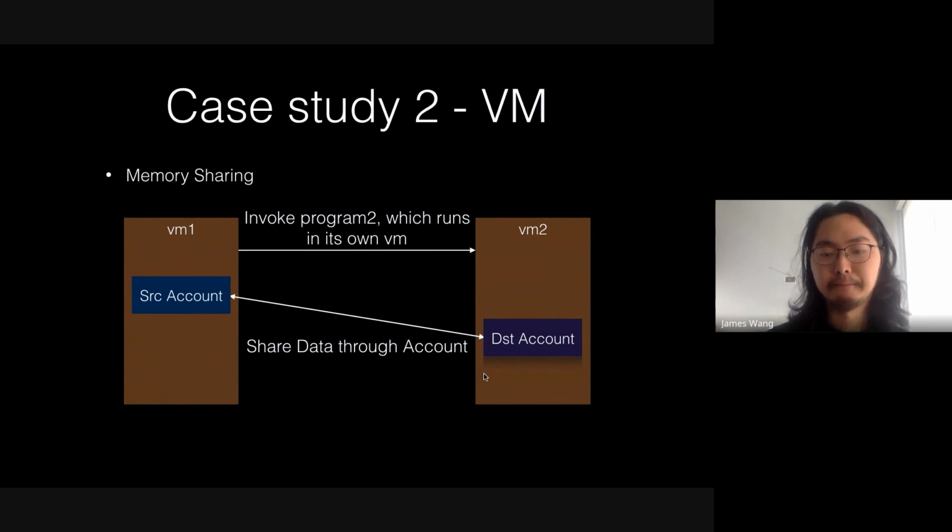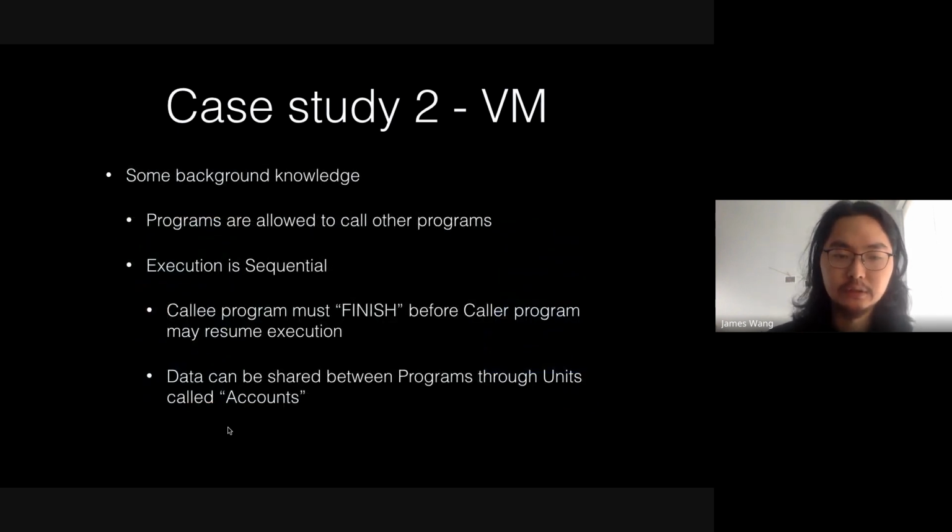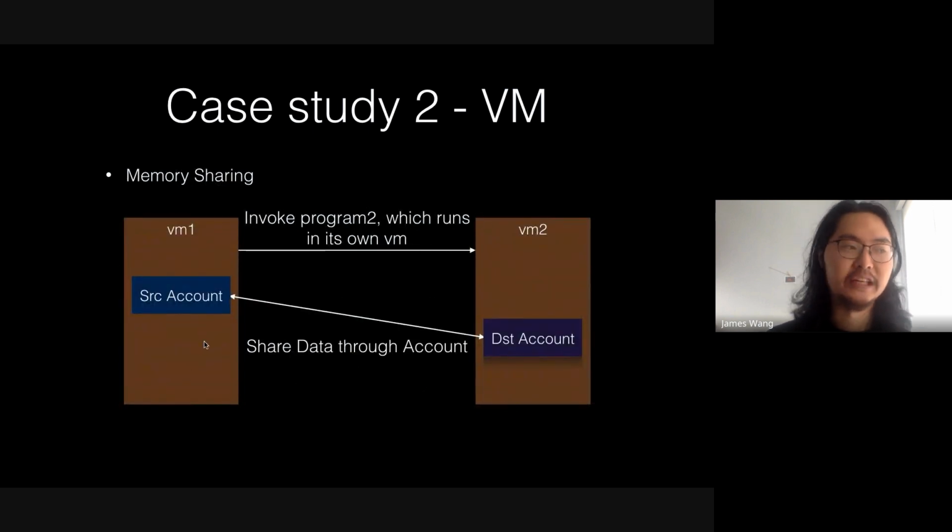And yeah, did I forget to? Oh, and I forgot to talk about this. So between programs, sometimes we have to share resources, like certain data from the first program to the second program. And this is done through data units called accounts, which you can treat as just a byte stream or something like that.